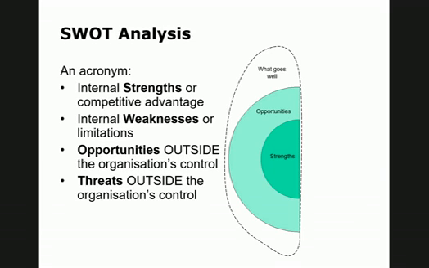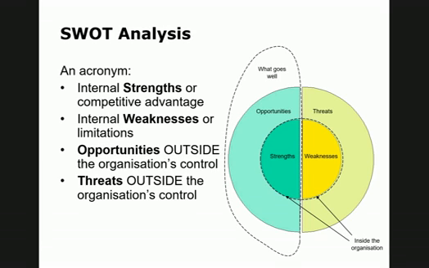If we think about the green here, this is what goes well for the organisation based on the organisation's strengths and the opportunities that are available to it. Strengths and weaknesses are internal to the organisation. Opportunities and threats are outside the organisation's control. Opportunities and threats arise in what is often called the macro environment, that of politics, economics, technology, demographics, socio-cultural issues, legal issues or environmental issues.